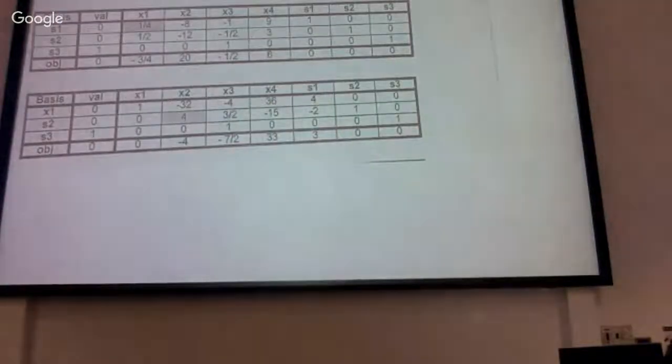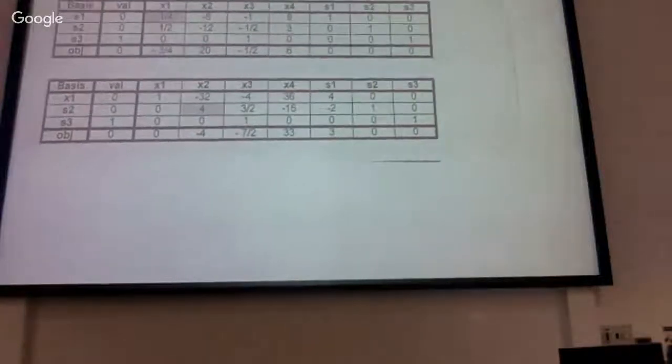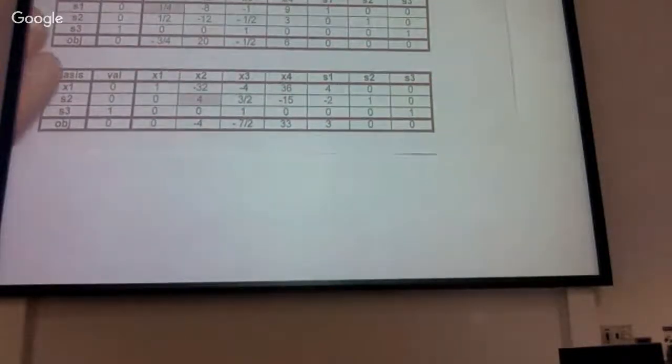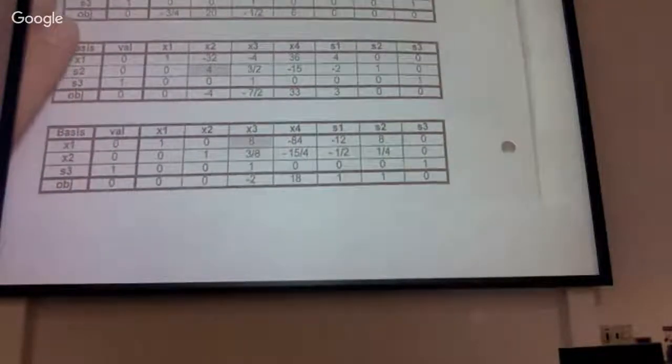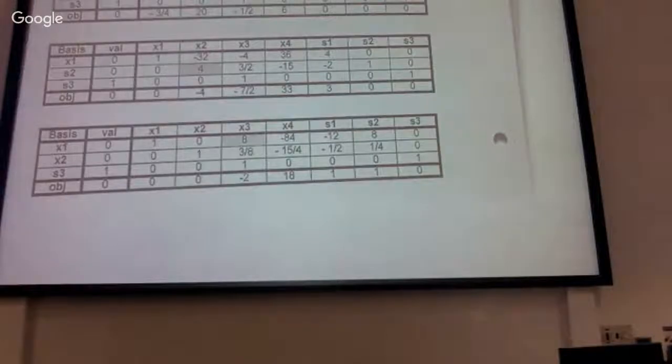Okay, following the same rule, we've got -4 as the most negative. There's only one positive element in the X2 column, so the pivot element is clearly the 4. There's nothing else you can do. So S2 now leaves the basis, and X2 enters, and we get this tableau, in which there's only one negative entry.